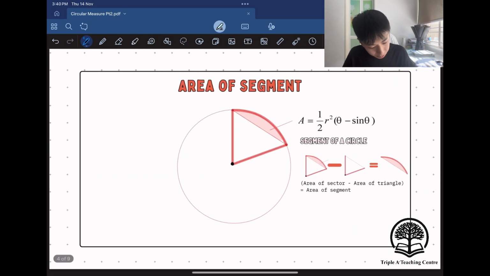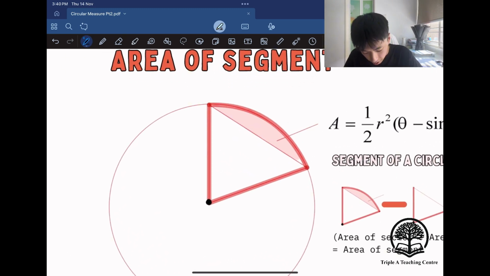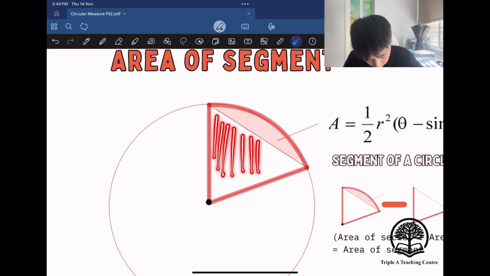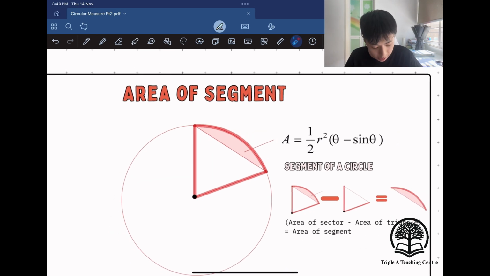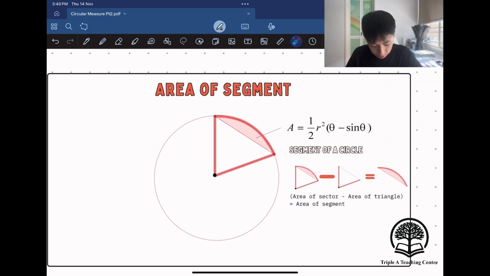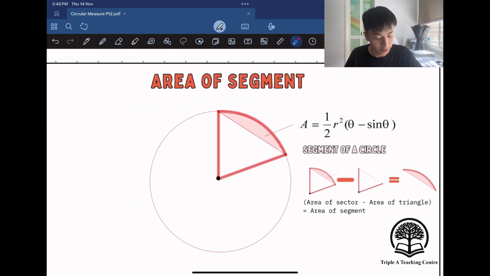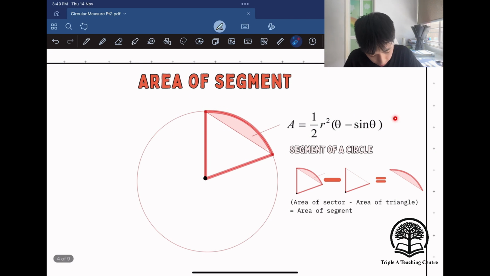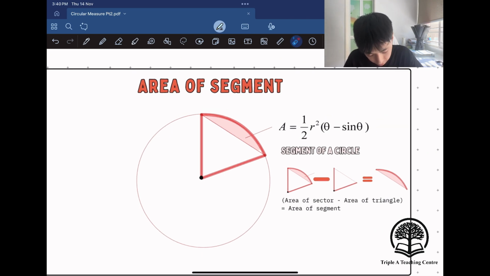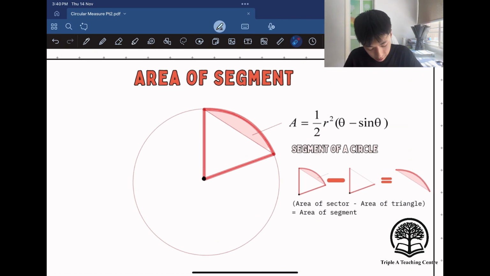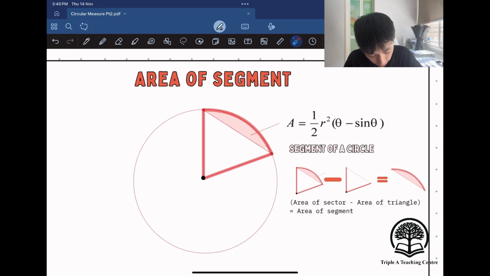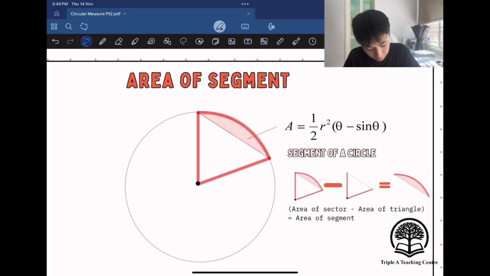Okay, moving on. Area of segment. The area of segment is the area out here after we remove the triangle from the sector. We call this a segment, okay? So how do you find the area of segment? Well, we'll have to use this formula. It's called half times R squared times theta minus sine theta. Remember, both of these must be in radians also, okay? So your theta should be over here.